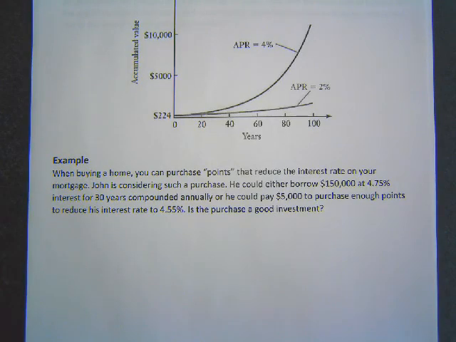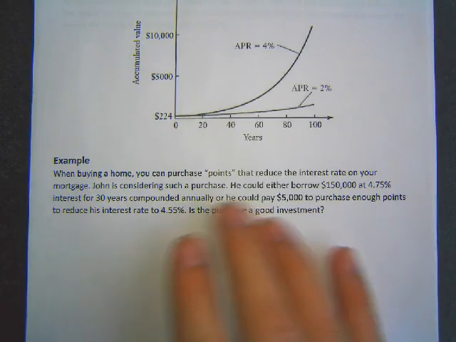So when buying a home, there's a possibility of purchasing points. We'll actually talk about points more with the mortgage project as well. So points are something you want to make sure you pay attention to. Points reduce the interest rate on your mortgage. So basically, you pay a fee for these points, and they lower your interest rate on the mortgage. So John's considering one of these purchases.